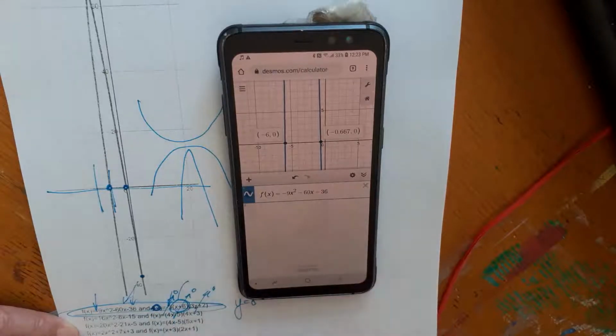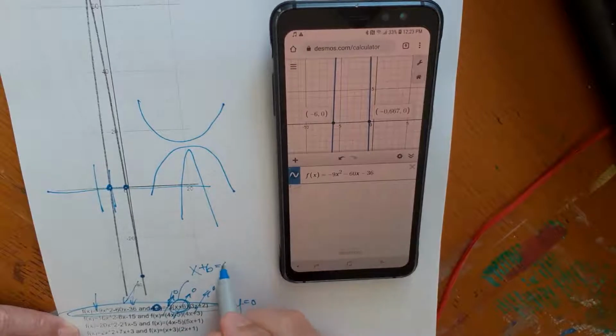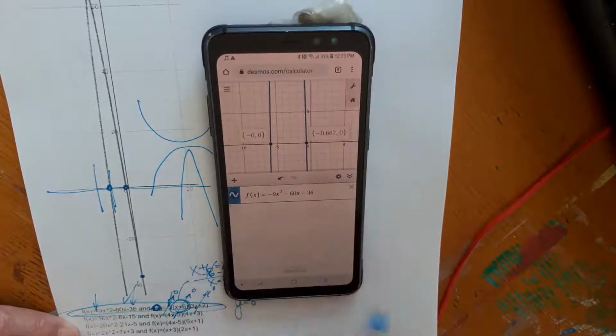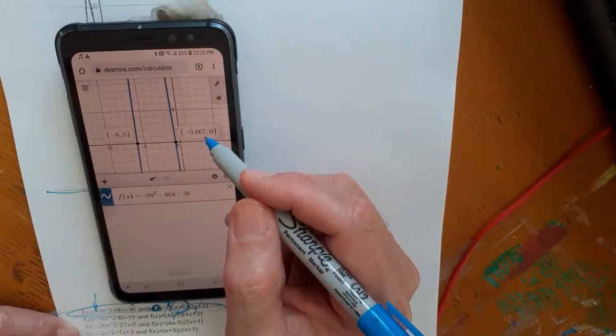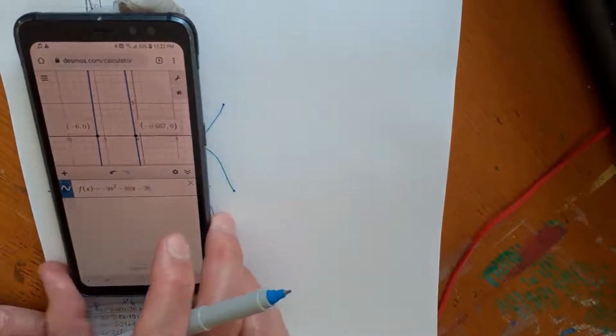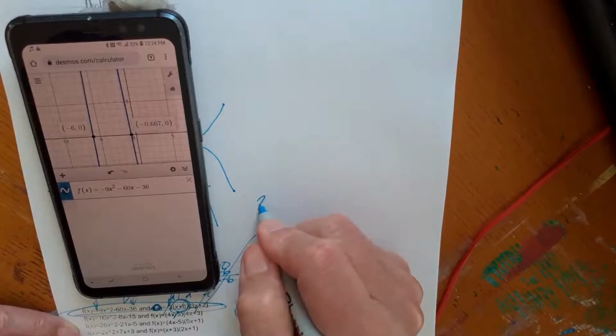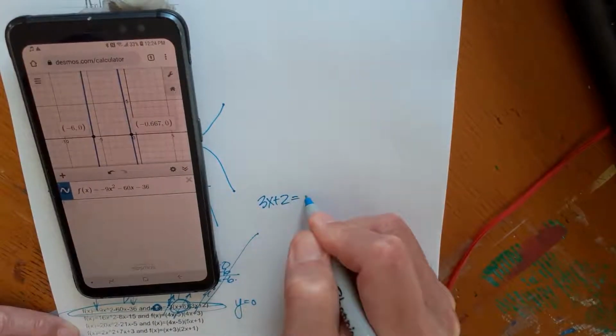So let's take x plus 6 and put it equal to 0. And we subtract 6 from both sides, and we get x equals minus 6. So that checks out with this root right here and here. I like that a lot. This one's a little bit even more interesting here, this 0.667, and it's negative. Let's take the other one here. It says 3x plus 2, and put that equal to 0.